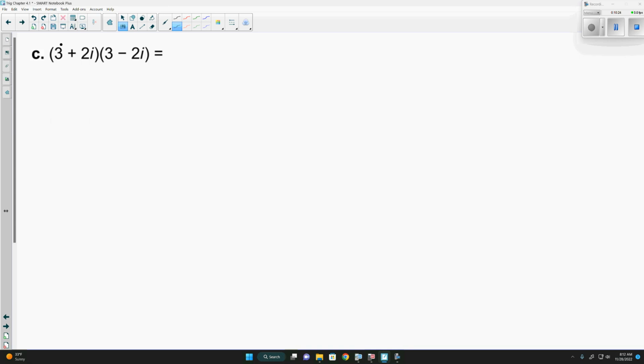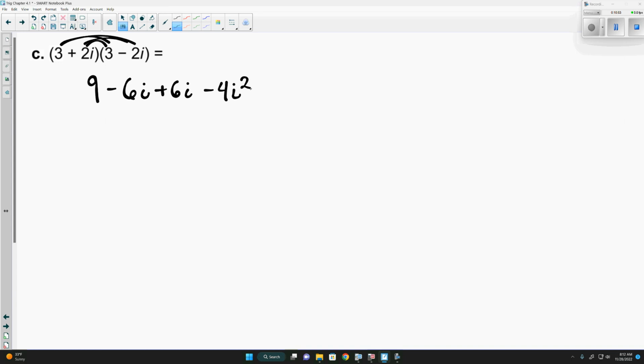Because if we did this by hand, we would distribute the 3. 3 times 3 is 9. 3 times negative 2i is going to be negative 6i. Then we do the distribute with 2i. Well, 2i times 3 is going to be plus 6i, and 2i times negative 2i is going to be negative 4i squared. And as we said on the last problem, i squared is negative 1, yes?